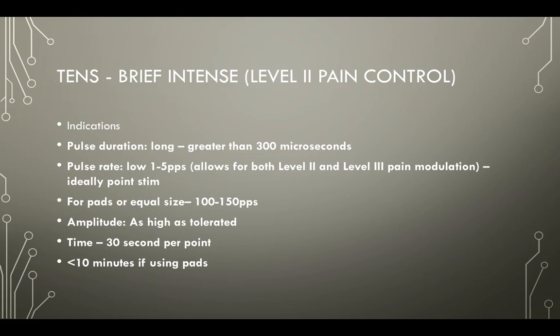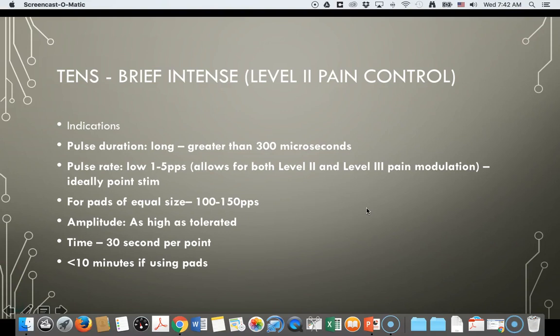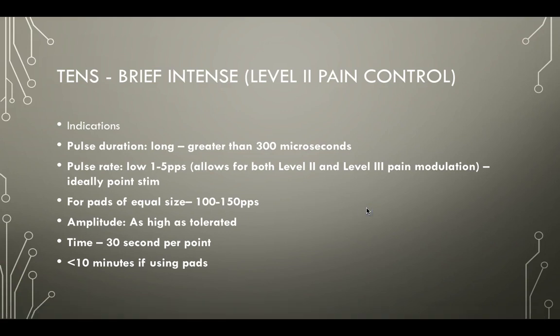Our machines, we don't have any probes, so we're going to use pads, pads of equal size. And we can still get to our level 2 pain control. It's just we need a little bit different settings than when we're using a probe. Okay. So you can use pads if you can get the pulse duration long enough. We need to be up over 300 microseconds, as high as we can really get our pulse duration. So we can't usually do it on a TENS unit. The pulse durations don't get high enough. So we really need to have a machine to do it. So our indications are pain conditions.